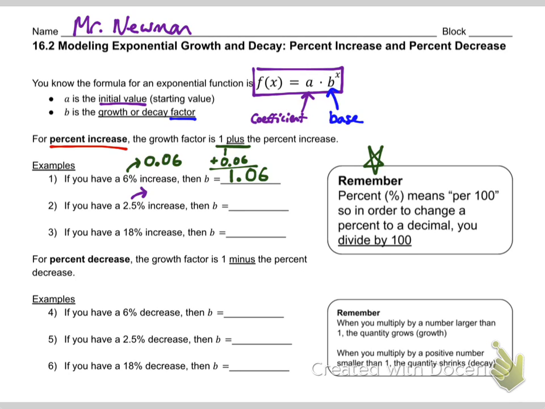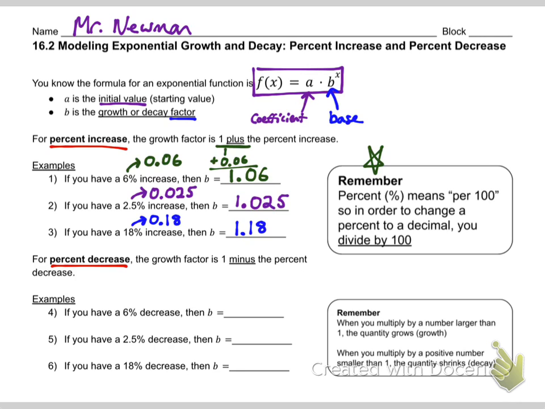If we have a 2.5% increase, divide that by 100 to get 0.025, and b is 1.025. For an 18% increase, that is 0.18. So when we add that to 1, we get 1.18. The reason that we add 1 is because whenever you're increasing something by a percentage, you always get that amount back again, and that is what the 1 represents.